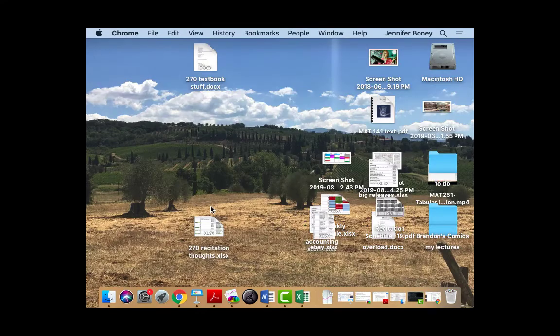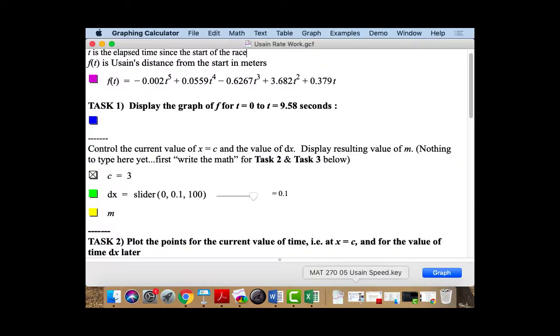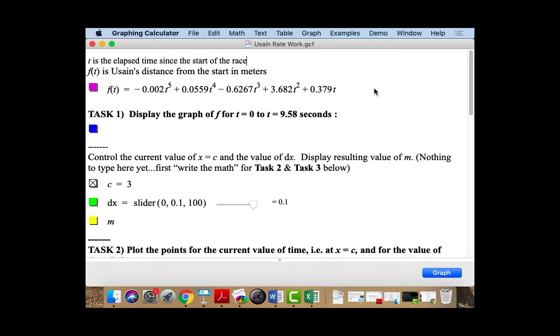So you should have seen an Usain Bolt GC file, which if you open it up should look kind of like this. I don't know what state of expanded or unexpanded there is. But on Thursday last week in class, we watched a video of him running, which was kind of fun. And I showed you the graph of this for his 9.58 second world record run.